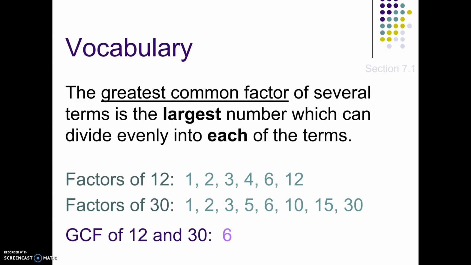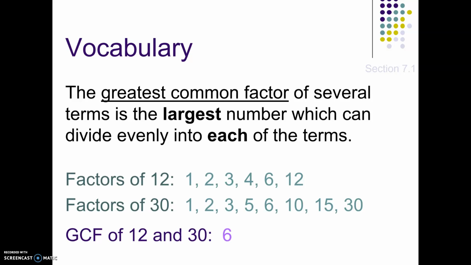So in this example, I've got factors of 12 and factors of 30. And as we saw in the last video, we can generate those lists of factors using a table and thinking of those factors in pairs, remembering 1 times 12 is 12, 2 times 6 is 12, 3 times 4 is 12. Thinking of it in pairs helps us generate those lists really efficiently.